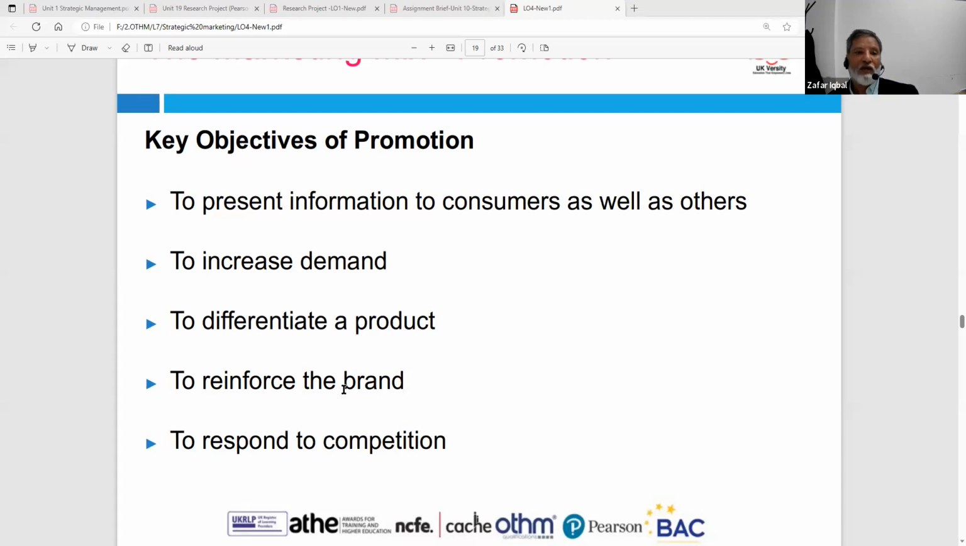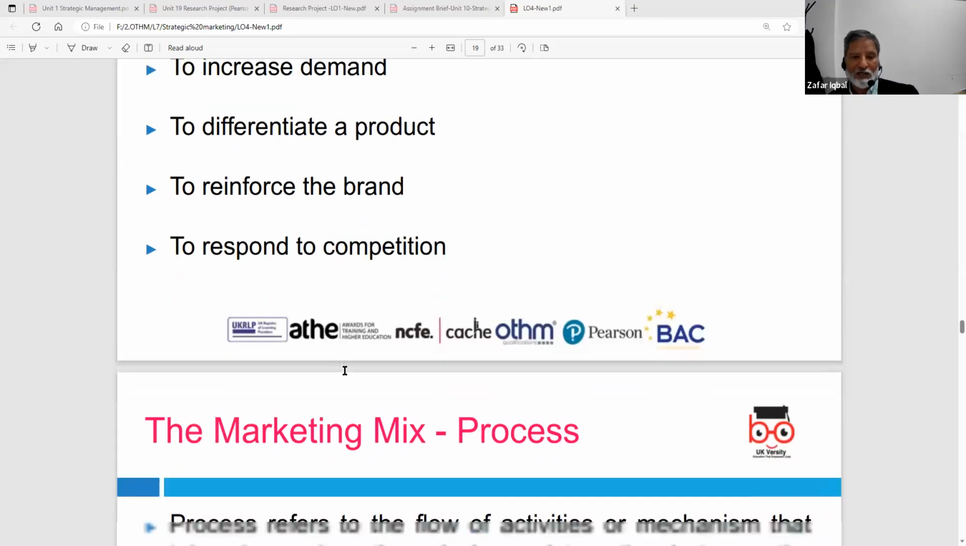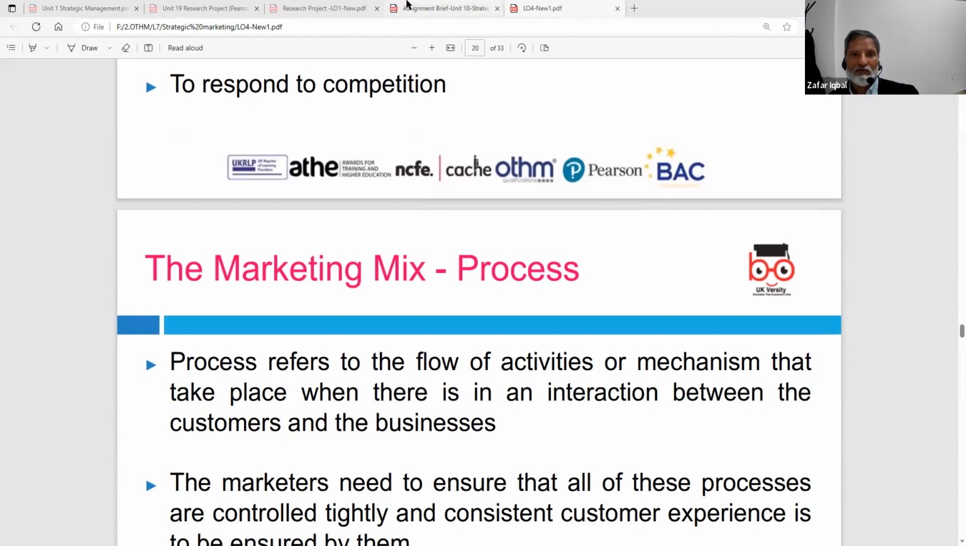Okay, promotion also responds to your competitors, and it presents information to consumers and to everybody else out there in the market. So the key objectives of promotion are to create awareness, to reinforce, and to persuade people to buy the products of this organization or other organizations. So this is very important. You must be aware of that: what is promotion and what is the purpose of it?